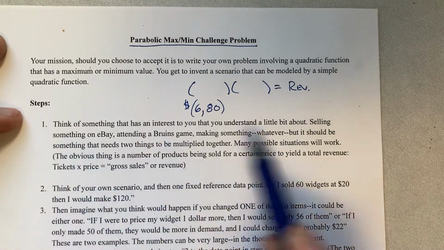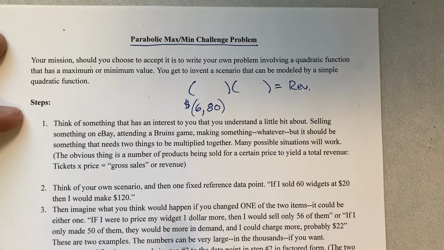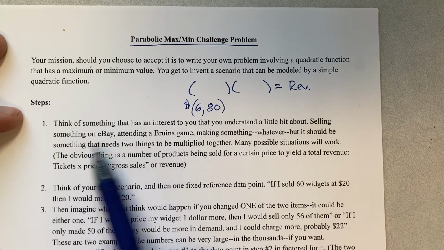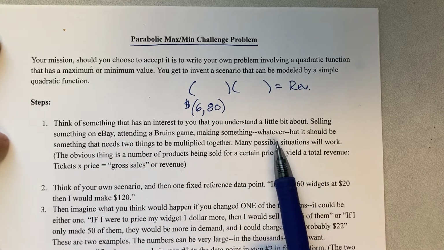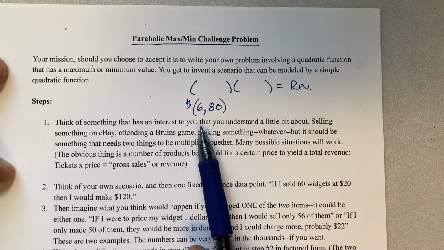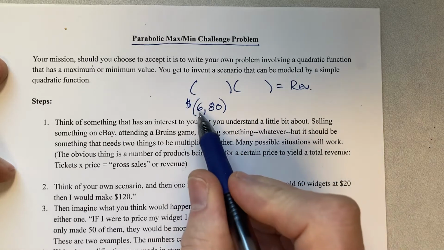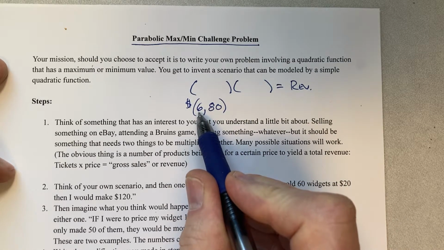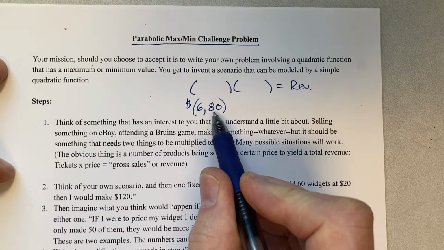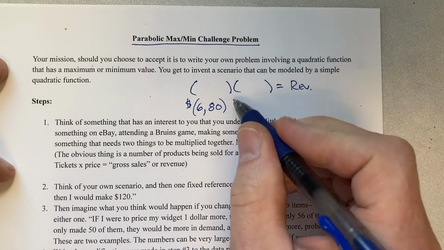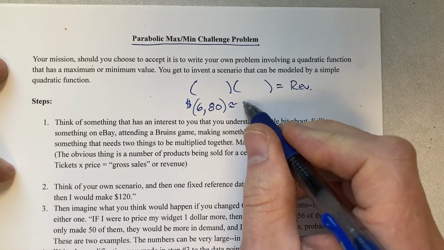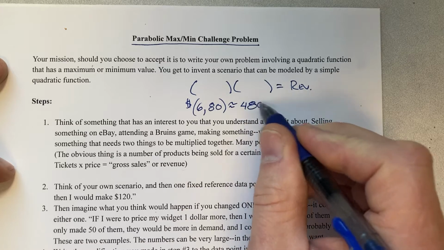So as you go through this checklist of things to do, you want to come up with some sort of scenario that fits the bill. And I'll give you a few more examples at the end. But in this particular one, like I said, I'm selling masks at $6 a pair, and I sold 80 of them. All right, so I know that in this one weekend I made around $480 in revenue.